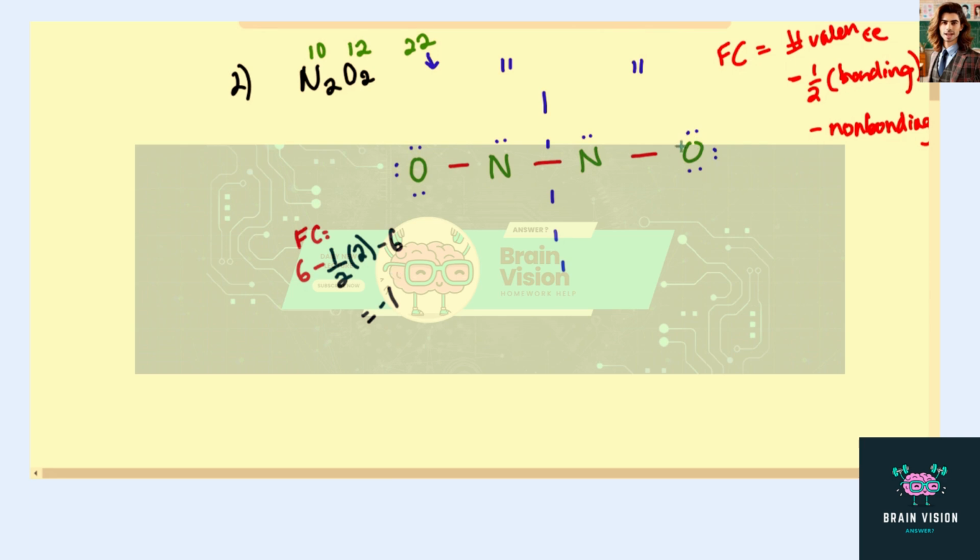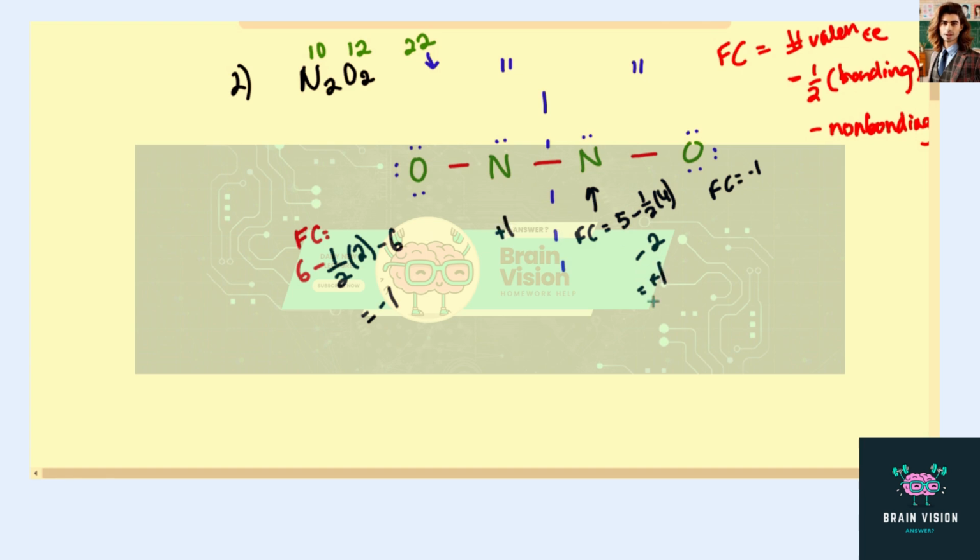It's going to be the same thing for this oxygen here. Okay, how about this nitrogen? Formal charge is going to be 5 minus the number bonding is 4 minus non-bonding is 2. 1, 2. So that's going to be 5 minus 2 minus 2, plus 1.